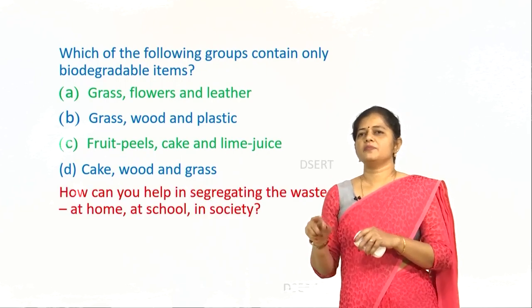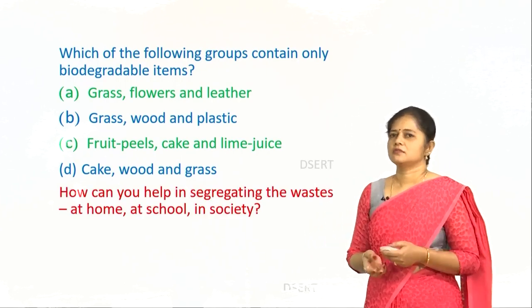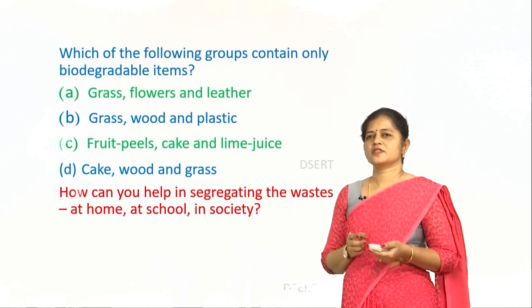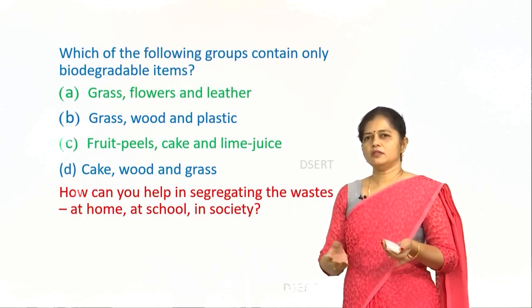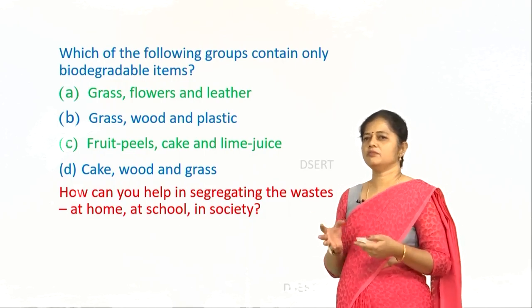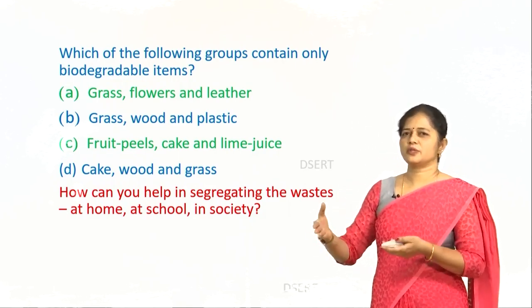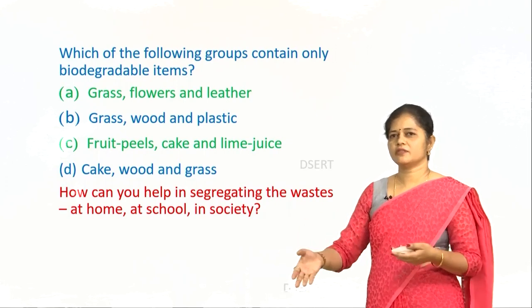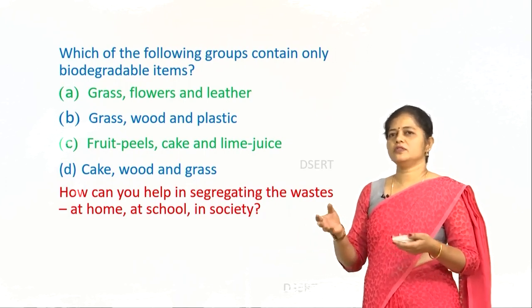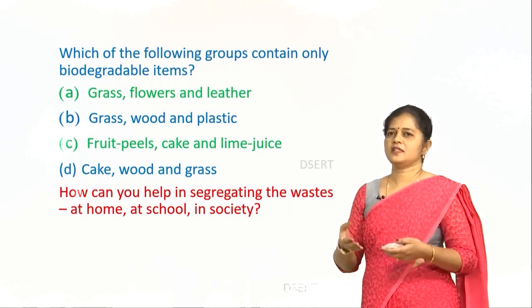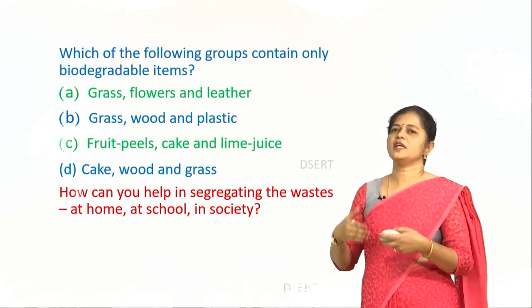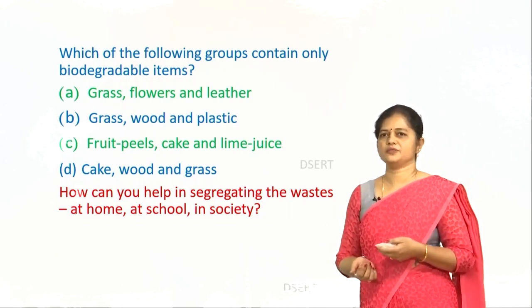Now how can you help in segregating the waste at home, at school or in the society? So these can be asked separately or together. So at home, you have to segregate the waste properly using the right kind of bin. And at school, you know what are the measures you have to adopt at school. And even in society, by segregating the waste properly and disposing the waste correctly.